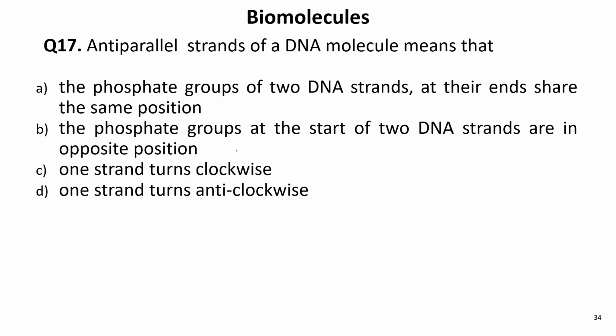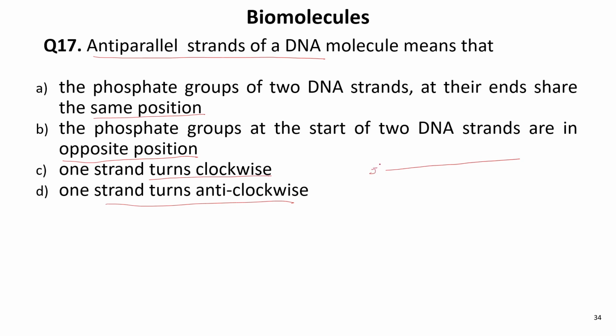Anti-parallel strand of a DNA molecule means. So what does this mean? Anti-parallel strands of DNA. The first option: the phosphate group of the two DNA strands at their end share the same position. Another option: the phosphate group at the start of the two DNA strands are in the opposite position. Another: one strand turns clockwise and one strand turns anti-clockwise. So if I draw the helix of a DNA, or we can say the DNA polarity structure.